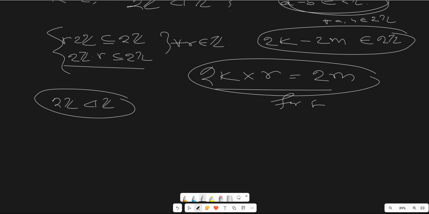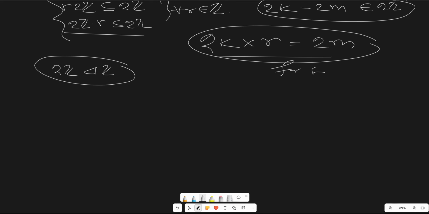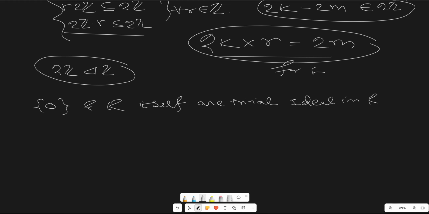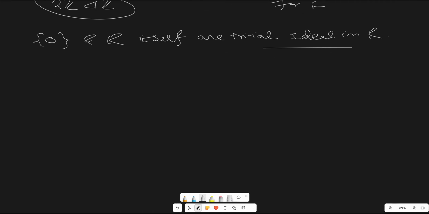The zero element, that means the trivial ideal 0 and R itself, are trivial examples of ideals in R. Trivial examples, right? So this is clear, I guess. Now let me define some abstract examples.